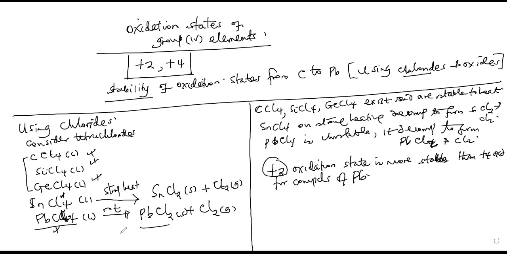Now we've seen that with the plus two oxidation state, carbon two chloride does not exist, and silicon two chloride also does not exist. But tin two chloride and lead two chloride exist, with increasing stability. So the stability of the plus two oxidation state increases from carbon to lead, whereas the stability of the plus four oxidation state decreases from carbon to lead.